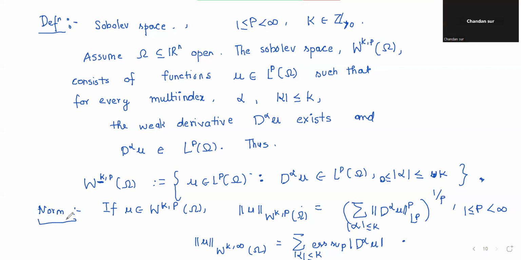So you define Sobolev space for 1 less than or equal to P less than infinity, right? Yeah. But what is the definition of W K infinity, for P equal to infinity? This one? Yeah, I mean W K infinity. In the definition you mentioned one less than or equal to P. Okay, okay. Thank you.